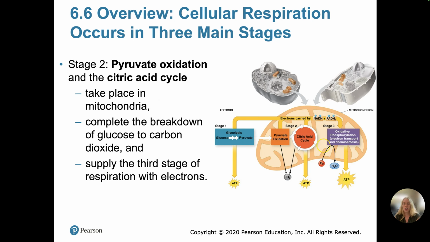The second stage includes pyruvate oxidation and the citric acid cycle. Both of these take place within the actual mitochondria, and they're going to complete the breakdown of glucose to carbon dioxide. They also supply the third stage of respiration with electrons, indicated by these arrows right here. Pyruvate oxidation and the citric acid cycle, you can see that carbon dioxide is given off at this point. So this is where the carbon dioxide that's a byproduct of cellular respiration comes from. The citric acid cycle does also produce a small amount of ATP.